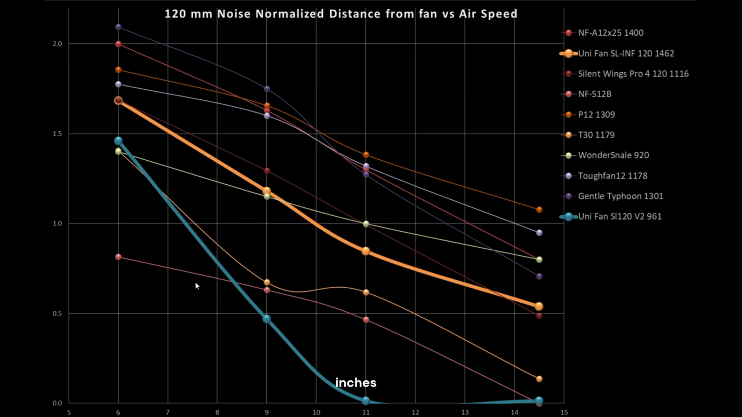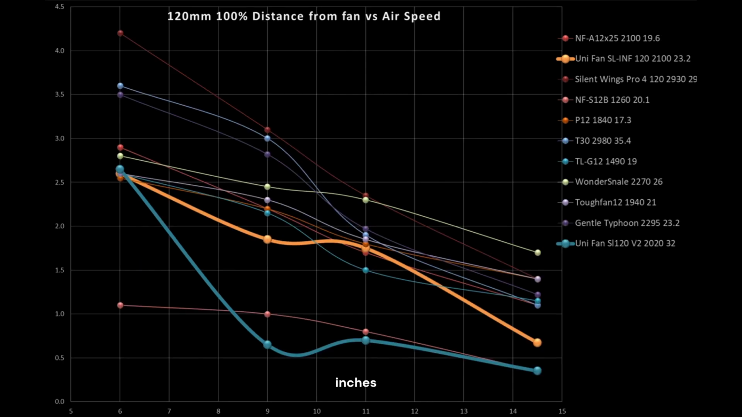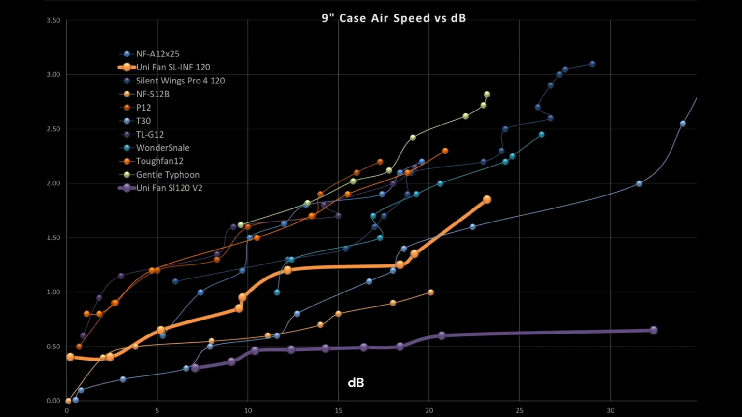The UniFan SL120 is bad. How about at 100% compared to the other ones? It's still bad. Let's take a look at airspeed versus decibel range.